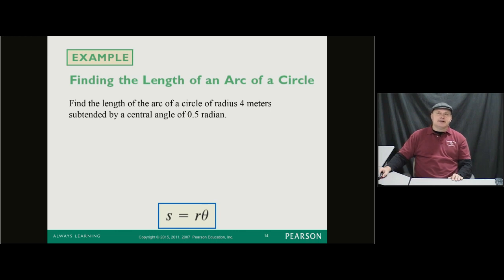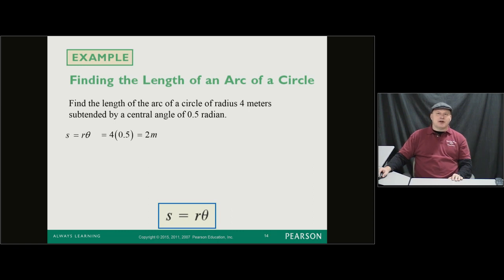So it's just a matter of substituting those numbers into the formula. s equals r times theta. 4 is the radius, and 0.5 is the angle. Notice it's in radians, so it gives you a distance of 2 meters.